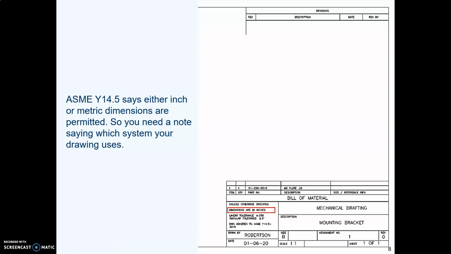Then, as we'll see later on, ASME allows us to use dimensions that are either in inches or metric, so you have to tell your reader which system you are using in your drawing. And if it is an inch drawing, which most of ours are, we will write, unless otherwise specified, dimensions are in inches. That also means that when you put dimensions on your parts, you do not put on inch marks, because you already told them here, when you see a number, that number means inches.